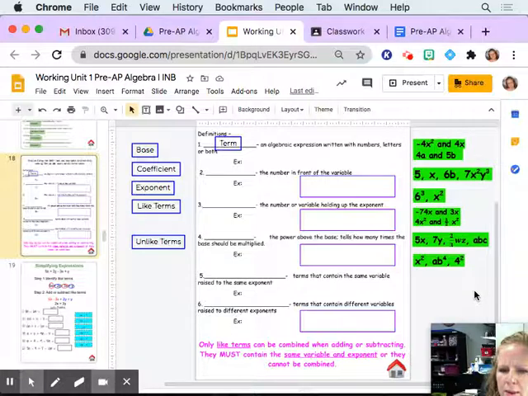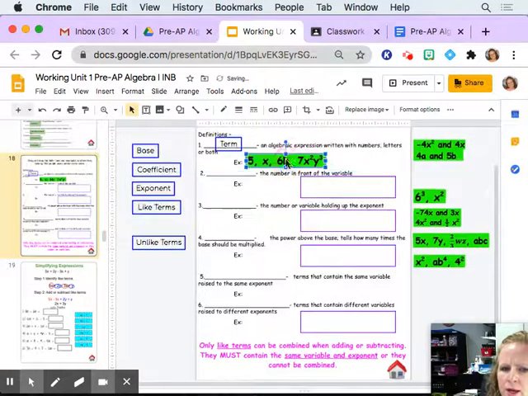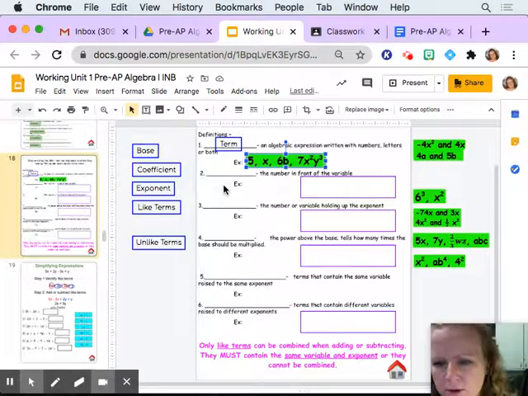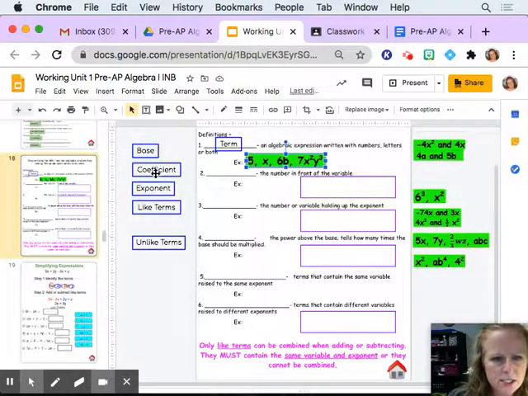What do y'all think? Maybe the second one? Okay. And we can move it if we need to, if we find it's not right. The next thing, the number in front of a variable. What is that? Coefficient.